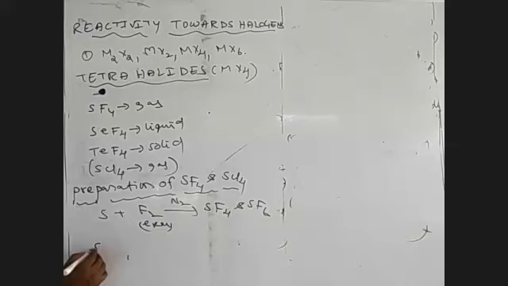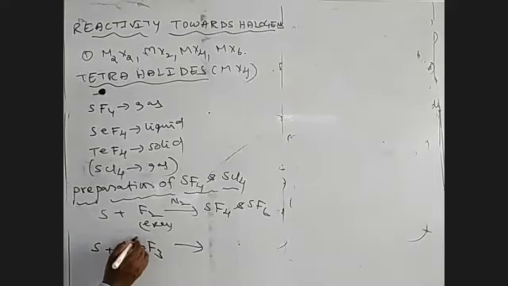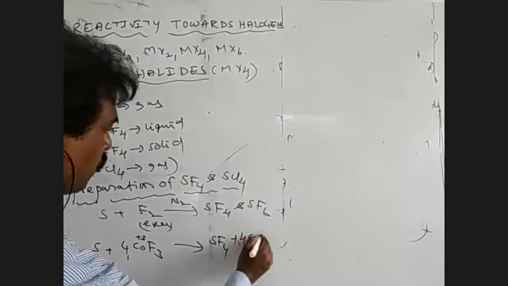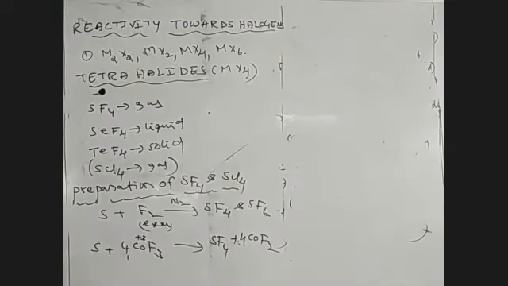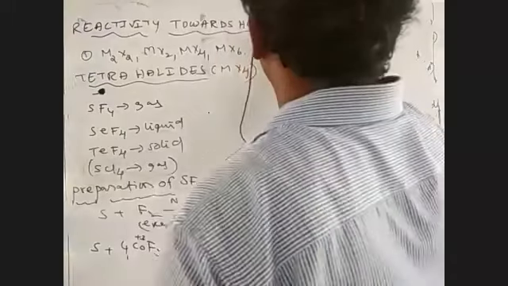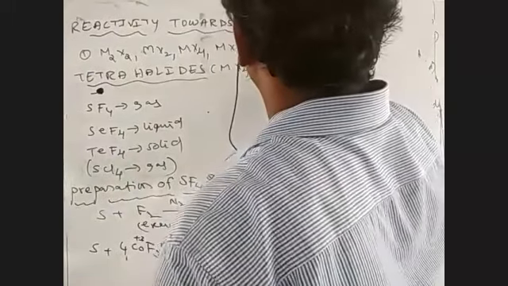And sulfur reacts with cobalt fluoride, 4CoF3. Co is cobalt, and the oxidation state of cobalt is +3, to form 4CoF2. These are the preparation methods of SF4.